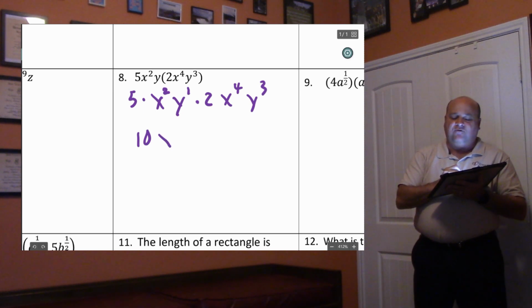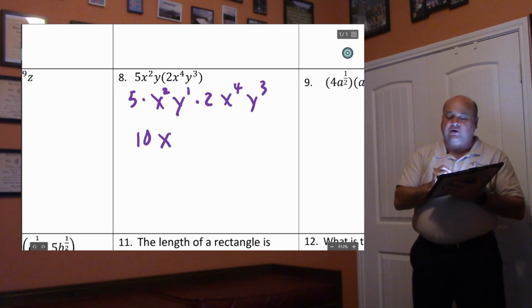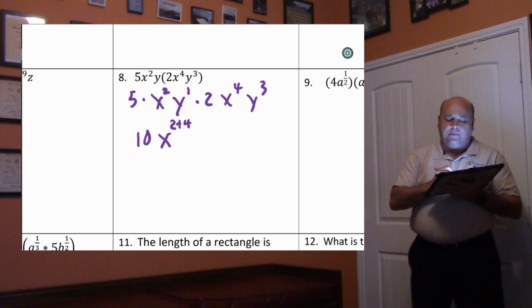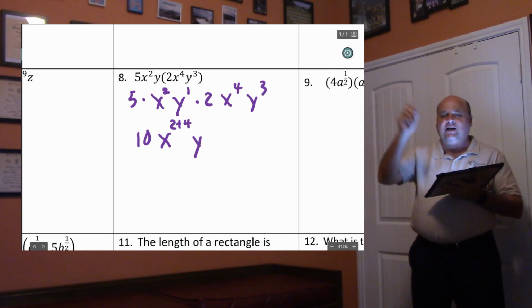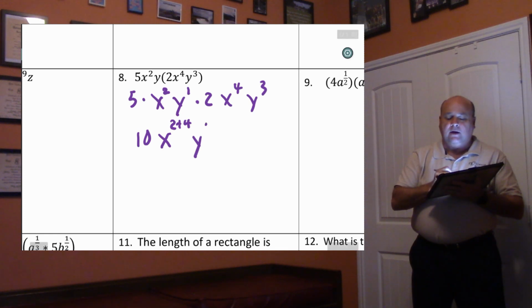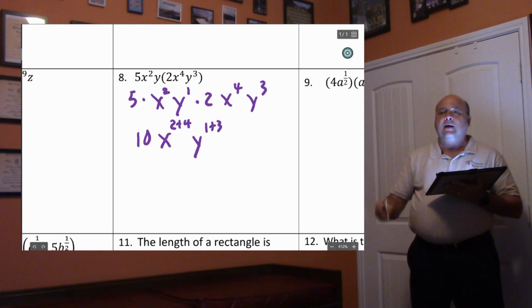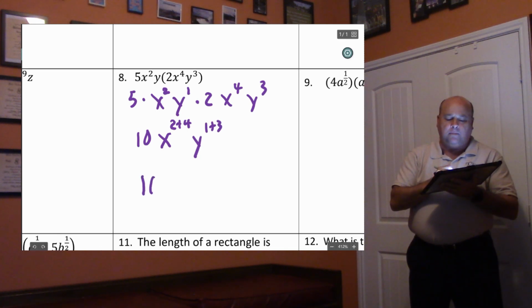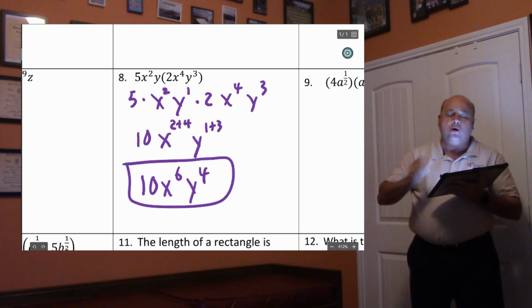My first letter alphabetically is X, and I have a 2 and a 4. I'm going to write down 2 plus 4. Now then the next letter alphabetically is Y, and by exponents, I got to put the 1, don't I? It's going to be 1 plus 3. Now then I'm just going to write down and I'm going to add up my exponents. My answer will be 10x6y to the 4th.